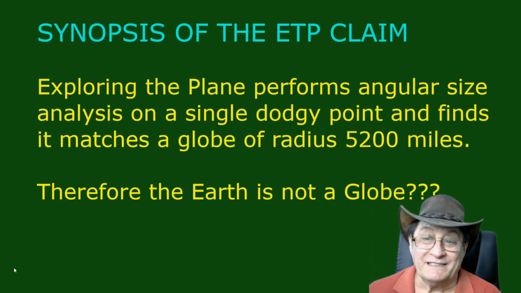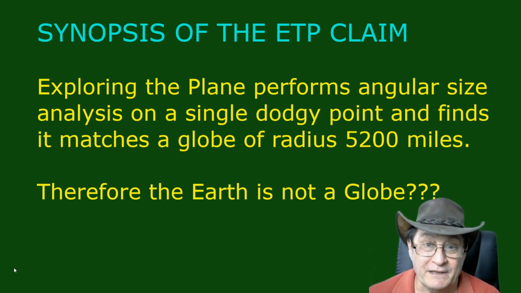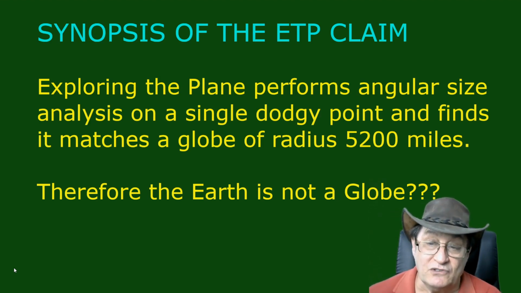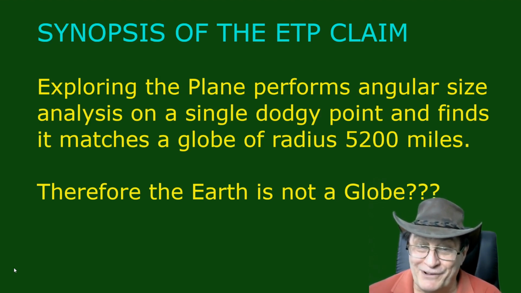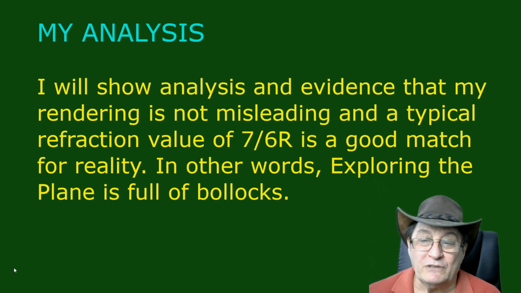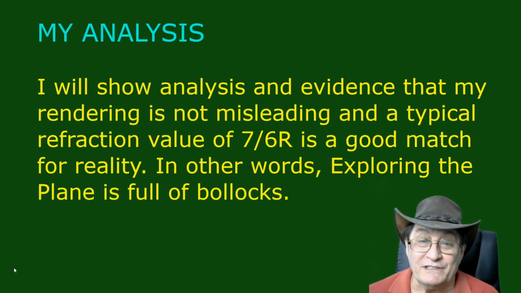So here's a synopsis of Exploring the Plane's claim, translated into globe speak. Exploring the Plane performs angular size analysis on a single dodgy point, and he finds it matches a globe of radius 5,200 miles, and therefore the Earth is not a globe. I will show analysis and evidence that my rendering is not misleading, and a typical refraction value of 7/6R is a good match for reality. In other words, Exploring the Plane is full of bollocks.